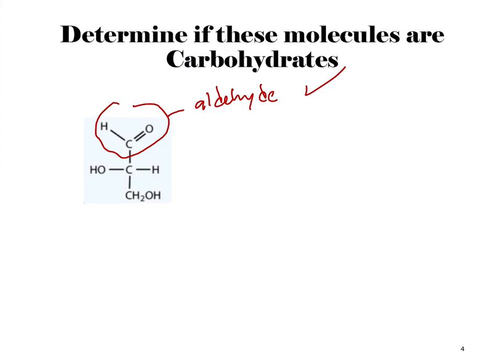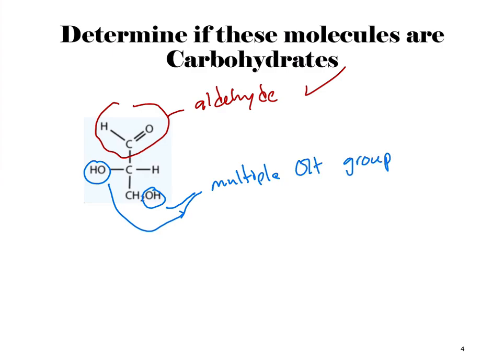And then the other requirement for the definition was it had to be polyhydroxyl. Is this polyhydroxyl? Yes, because we have one OH here, one OH here and one OH group there, right? So multiple OH groups. So yes, this is a carbohydrate. And how many carbons are in this carbohydrate? 3, right?